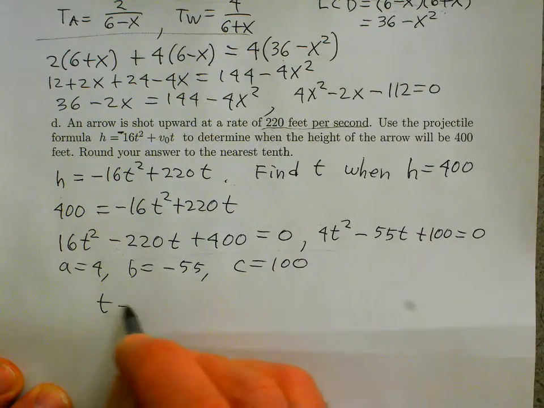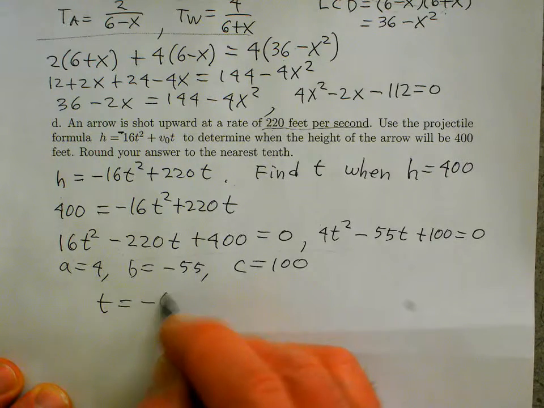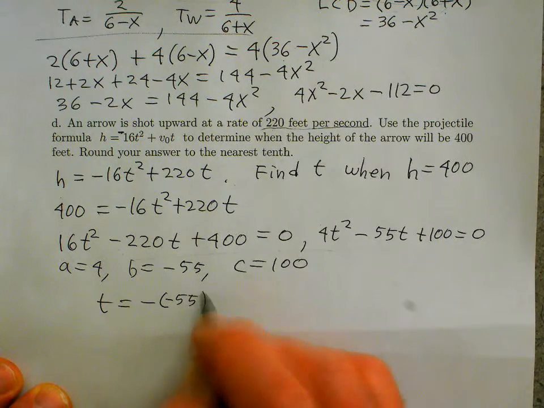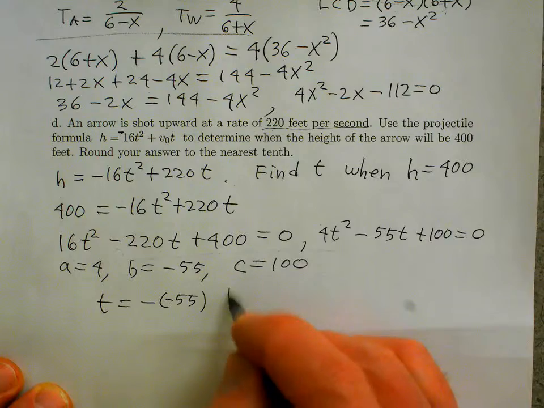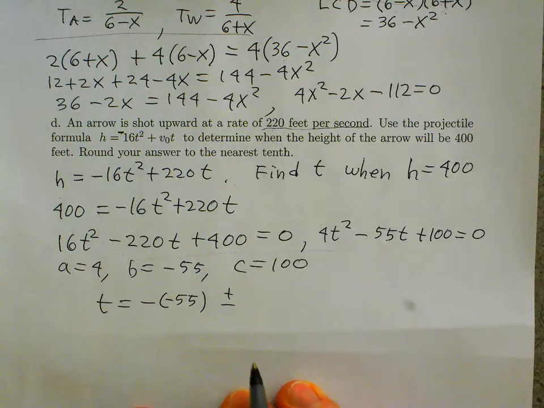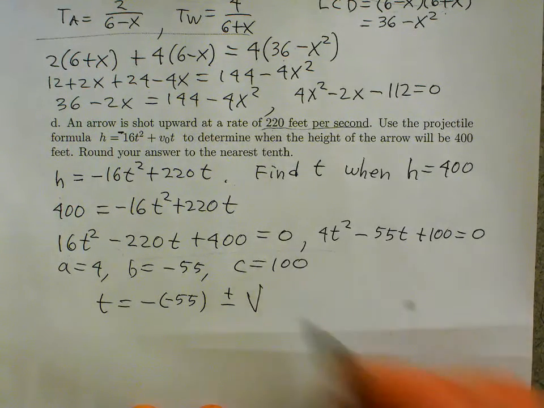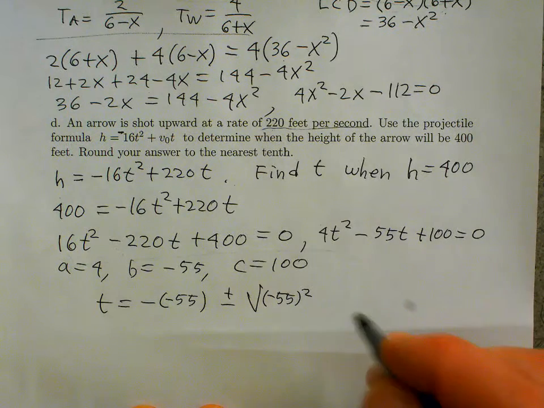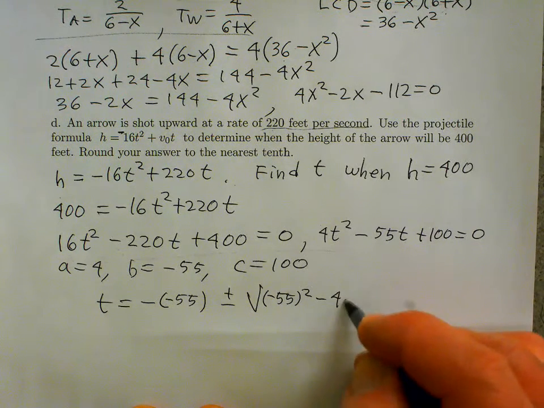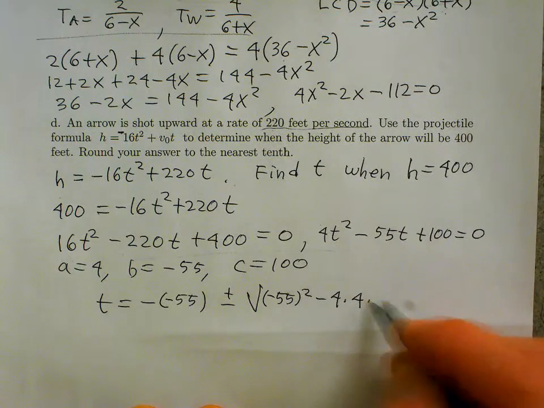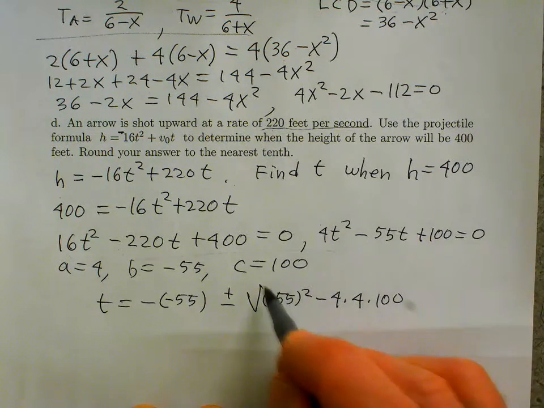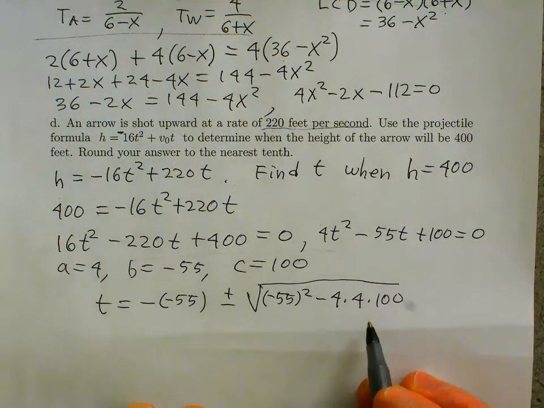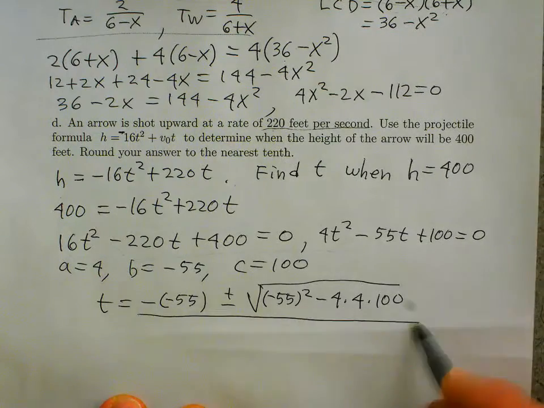So t is equal to the negative of negative 55 plus and minus the square root of the number negative 55 squared minus 4 times 100, and then all divided by 2 times 4.